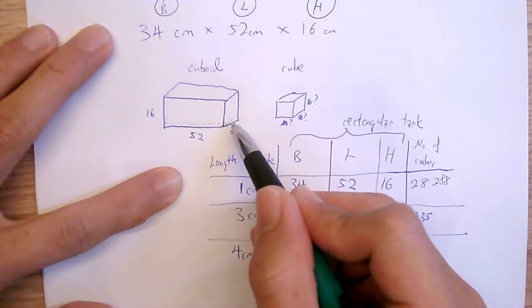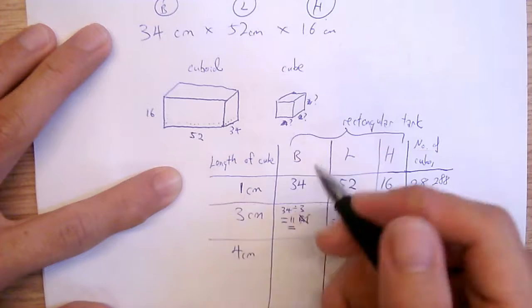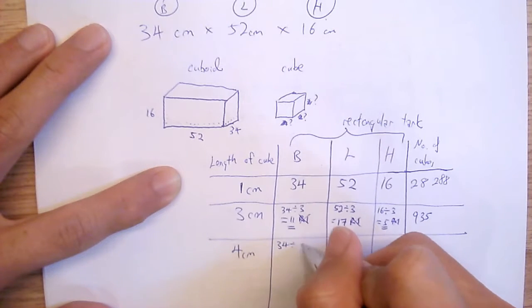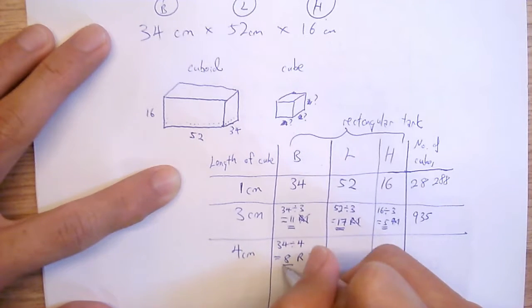If the breadth is 34, how many 4 cm cubes can be used to line up all the way to as close to 34 as possible? So 34 divided by 4, and this one will give us 8, remainder 2 cm. Okay, so we have 8 over here.